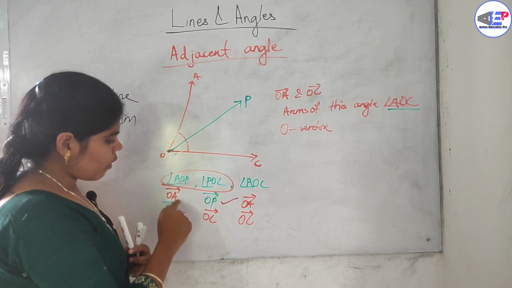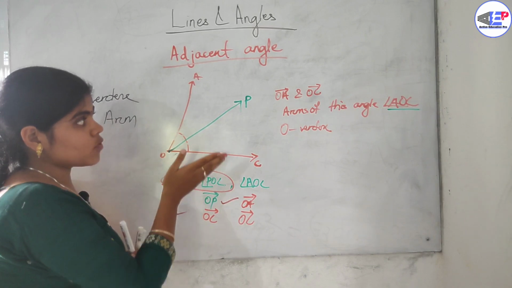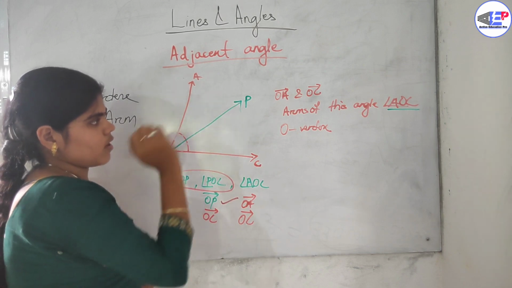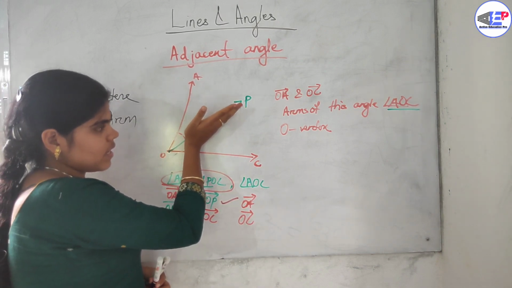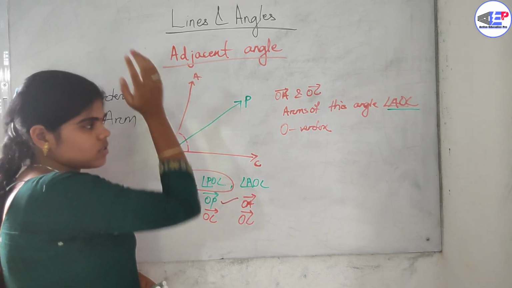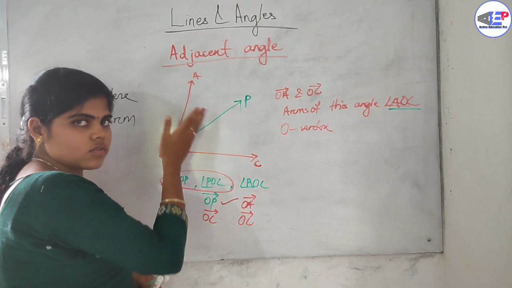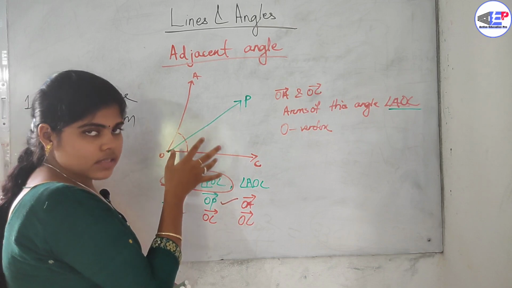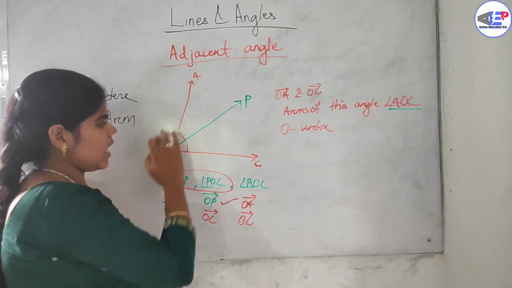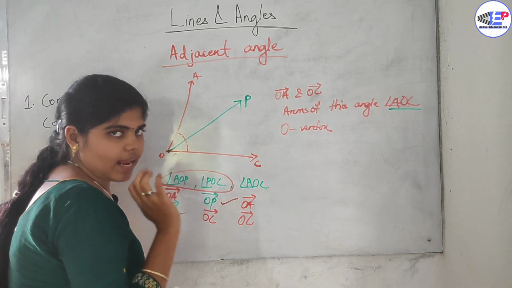So here OA and OC, the non-common arms, have to be present on both sides, on each side of these common arms. Look here, this is the OP ray, and this is the lower portion of the OP ray and this is the upper portion of the OP ray. So here OA and OC are the non-common arms. They are present on each side of this common arm. So that's why we can say AOP and POC are adjacent angles.